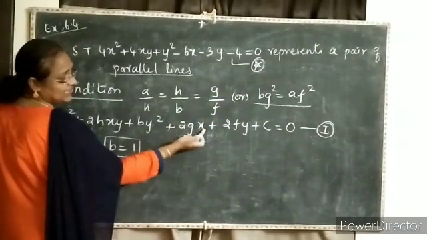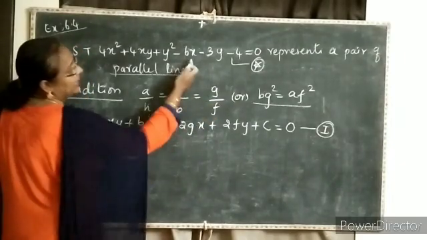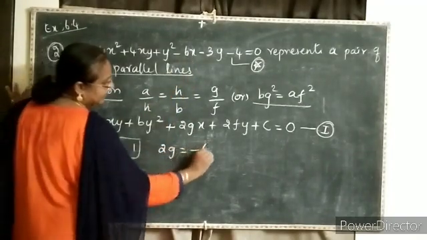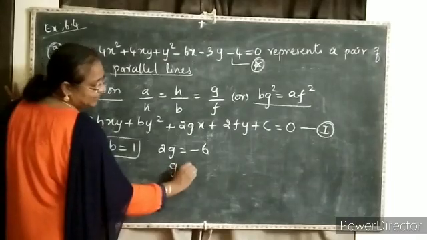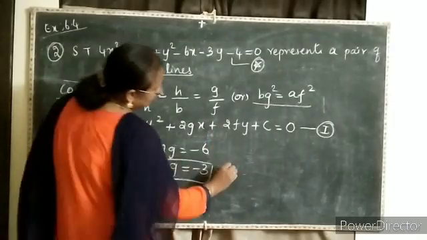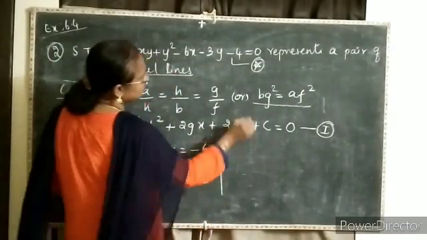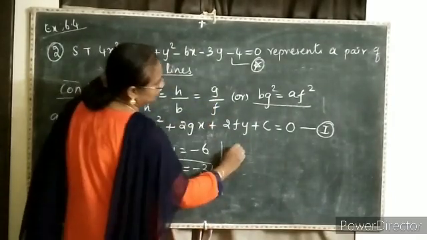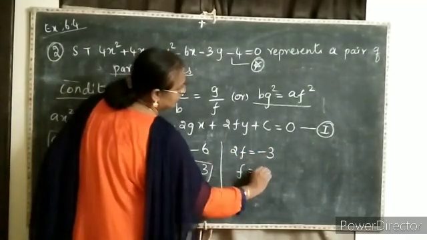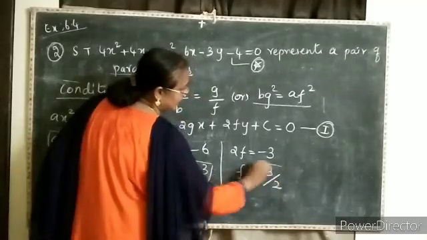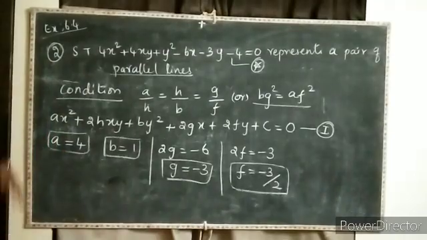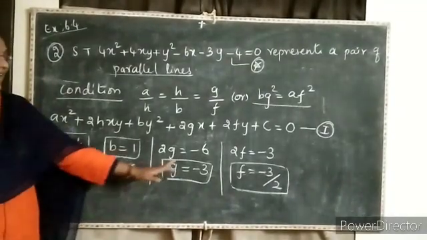Now the next one, we need the value of g. Where is g? The x coefficient is 2g. So the x coefficient is what? Minus 6. So 2g is equal to minus 6, so g gets the value minus 3. Yes or no? Okay. What is the next one? 2f, the y coefficient. So 2f is equal to minus 3, so f is equal to minus 3 divided by 2. Yes or no? So we found the values of a, b, g and f.